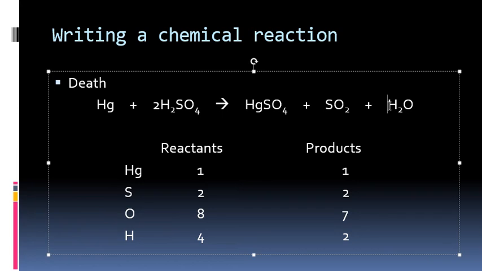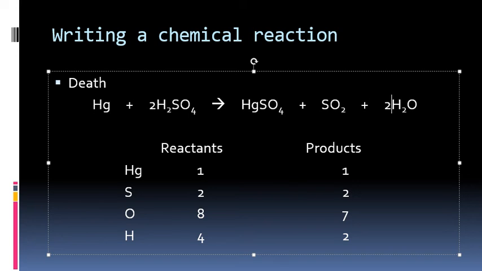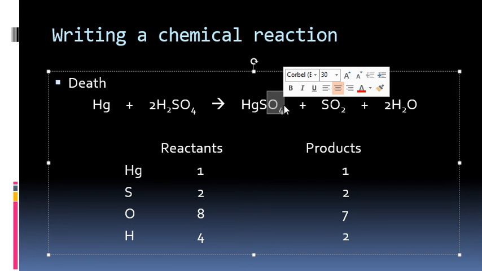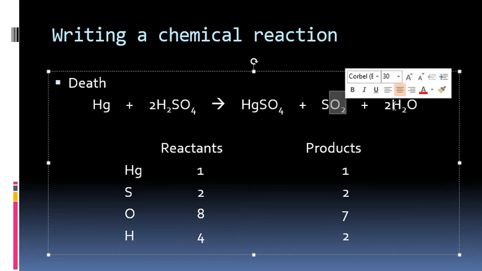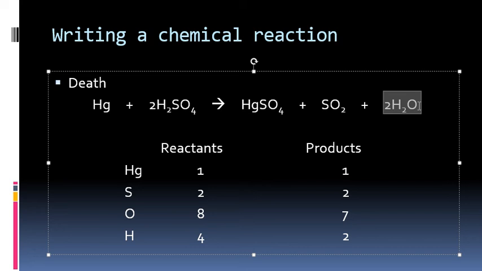Therefore, if we want to add 2 more hydrogen and 1 more oxygen to our product side, we just need to add a 2. Essentially, the total amount of oxygen we have now is 4 plus 2, which is 6, plus 2 times 1, which would be 2. So that's going to be 6 plus 2, a total of 8 oxygen.